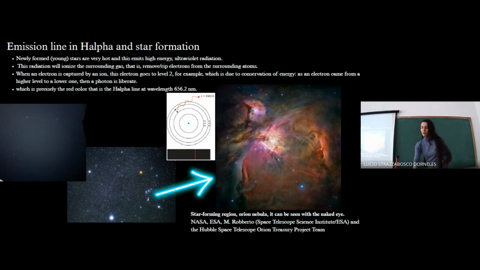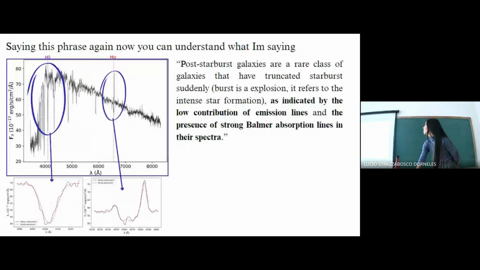So is it? And so saying this phrase again, now you can understand what I'm saying, as indicated by the law of contribution of emission lines. Here we don't have emission lines. So I know this spectrum is of a galaxy which is not forming stars. And I know by the Balmer series that we have young stars here. So it's like that.